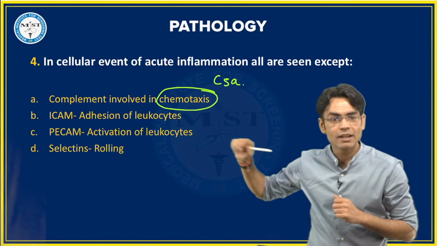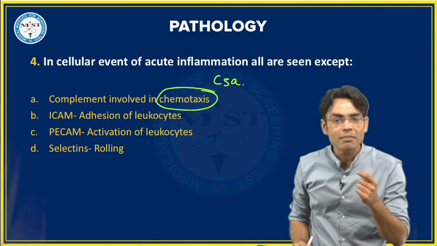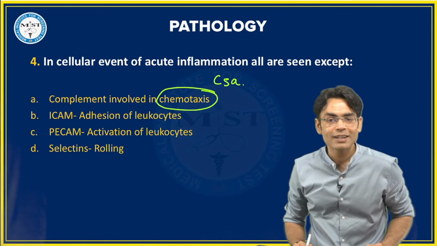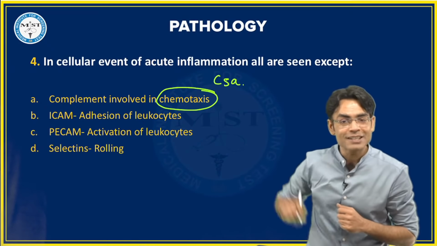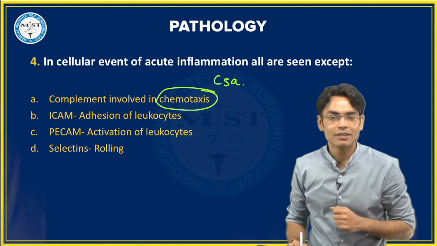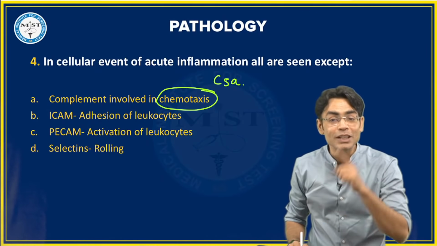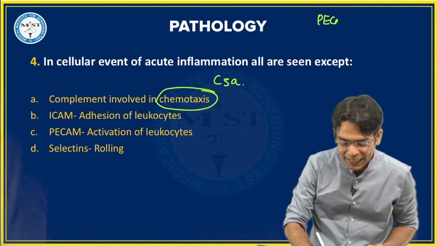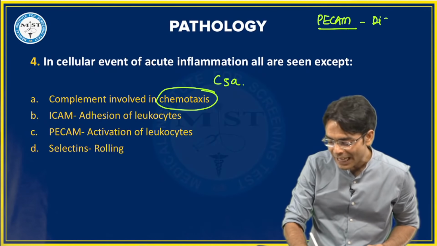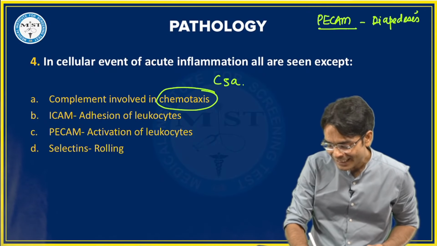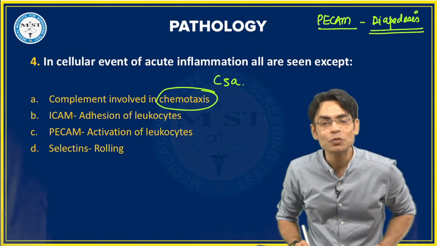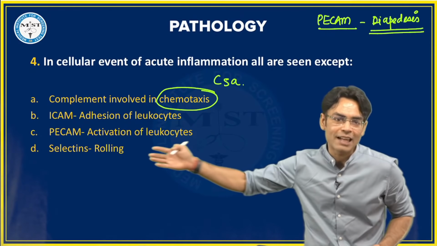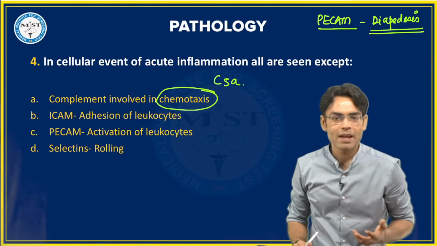Now ICAM. ICAM is a ligand for integrin. And what are the integrins used for? Adhesion. So this also is right. Now PCAM, the platelet endothelial cell adhesion molecule, what is it used for? You people have given me the right answer. PCAM is used for diapedesis, not for the activation. So this is not seen. And selectins, they are for rolling.